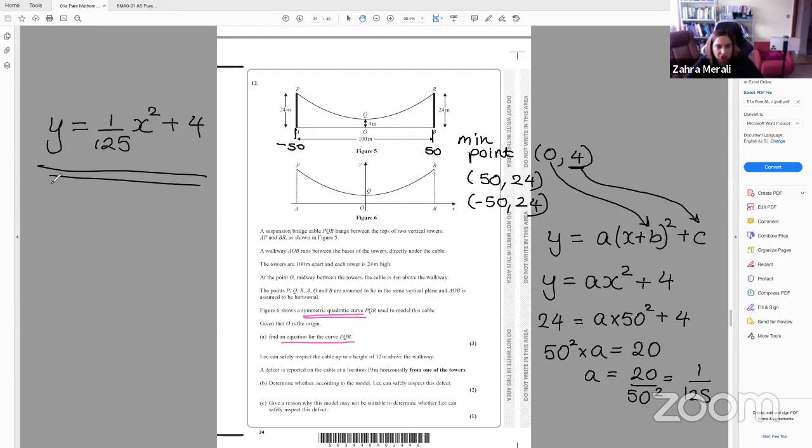Part B tells you Lee can safely inspect the cable up to a height of 12 meters. A defect is reported on the cable at a location 19 meters horizontally from one of the towers. So 19 meters horizontally would be here, I guess, where this space is 19, right? So it's from the tower, that's the important bit.